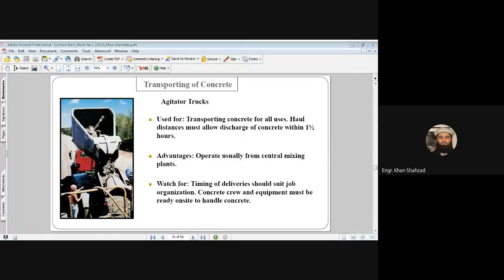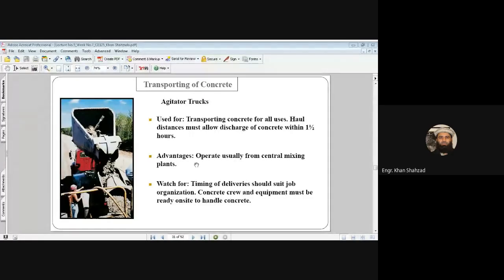The next one is the agitating trucks. Almost the same truck but having an agitator over here. So when you are moving or transporting the concrete, this agitator is agitating the concrete and not allowing it to settle. It is used for transporting concrete for all uses. All distances, long distances, but the distances must allow the discharge of concrete within 1.5 hours. If you can transport the concrete within 1.5 hours or earlier, then this equipment or this truck can be used.